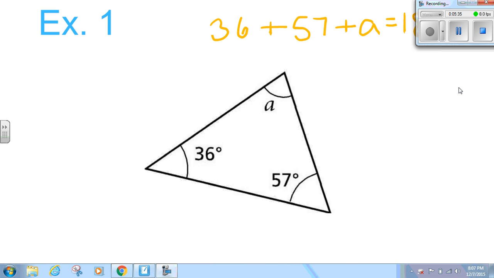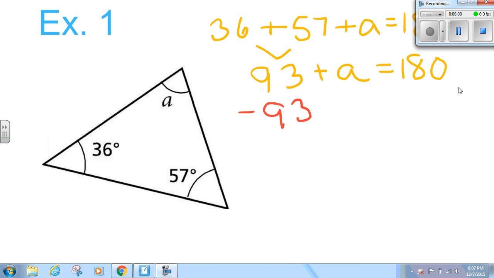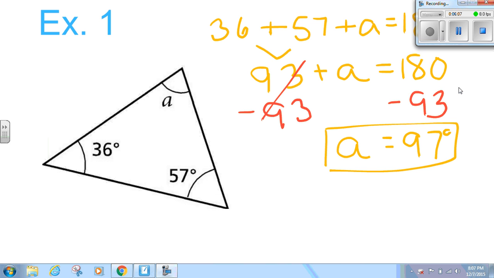So my first step, go ahead and move this over here, I can add together my numbers. So here 36 and 57 give me a total of 93. And then I'm going to bring down the rest of my equation. Now I can solve for A by subtracting 93 from both sides. These cancel out, and A just equals 97 degrees.